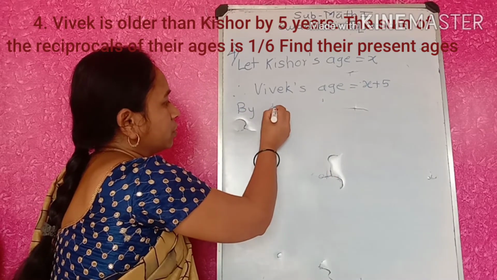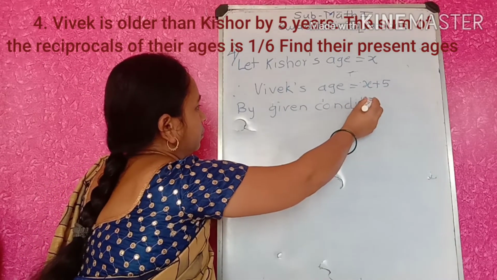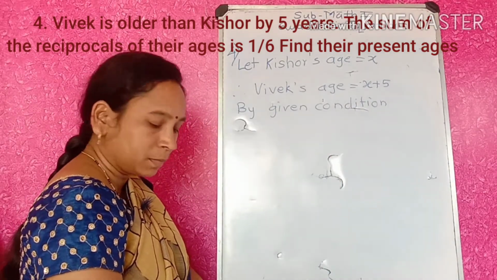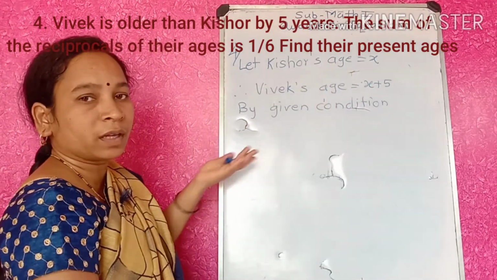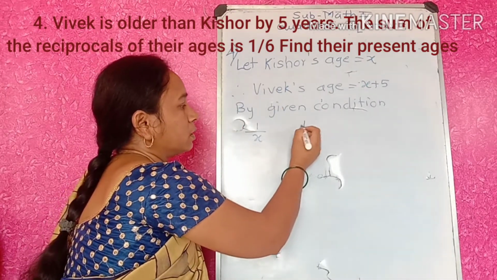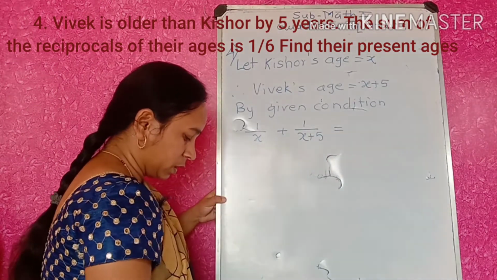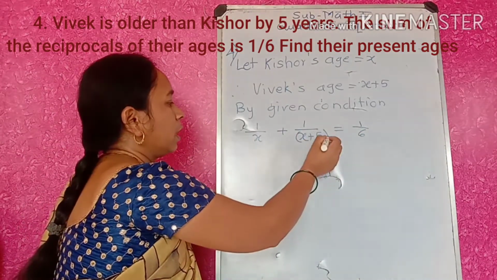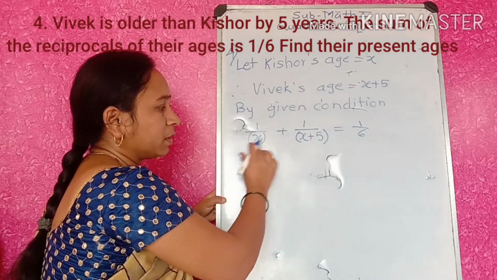By given condition, what is the given condition? They said that we have to take the sum of the reciprocals. These are the ages and we have to take the reciprocals of them. So 1/x, Kishore's age reciprocal, plus 1/(x plus 5), is equal to 1/6. How to solve it? Do the cross multiplication. I'll put them in brackets. I'll make the denominators equal.